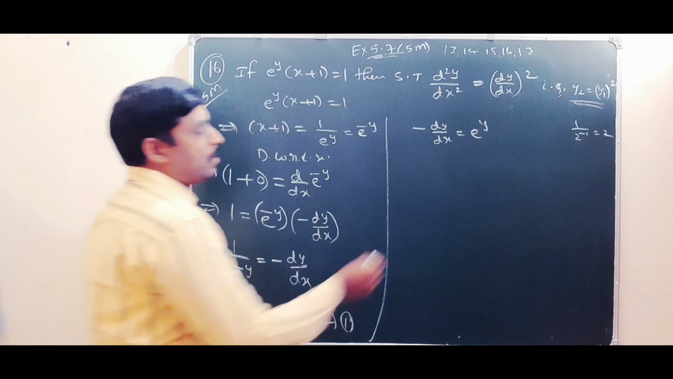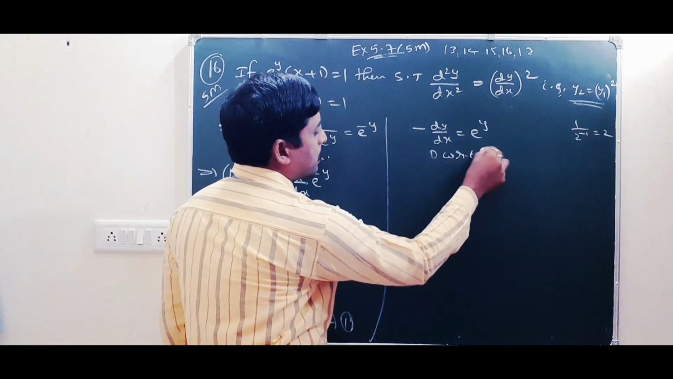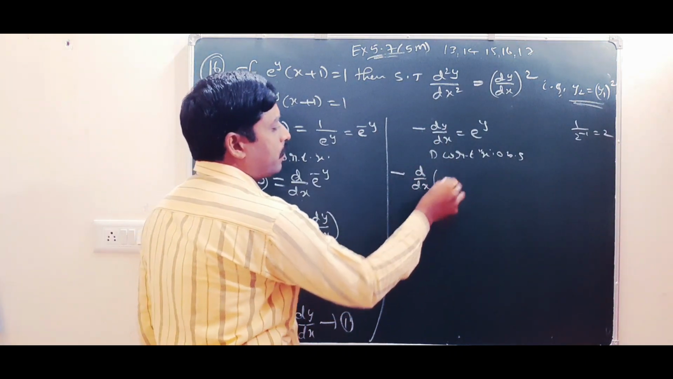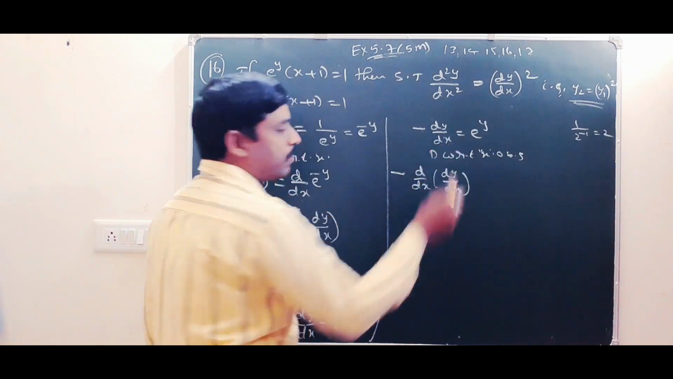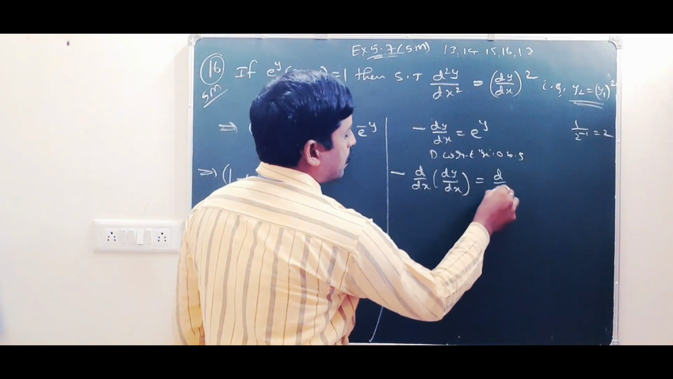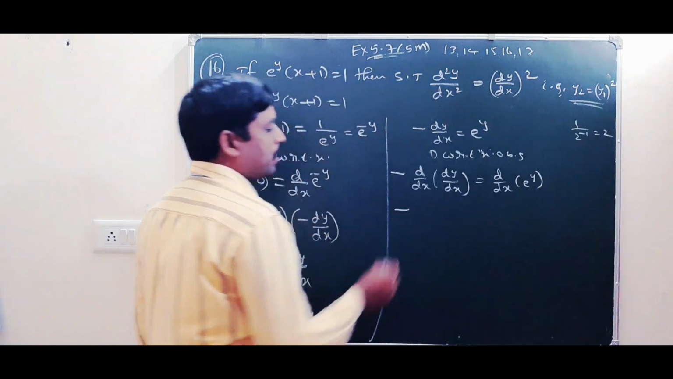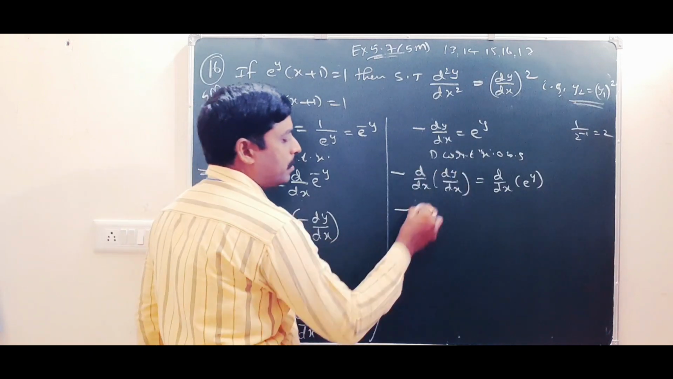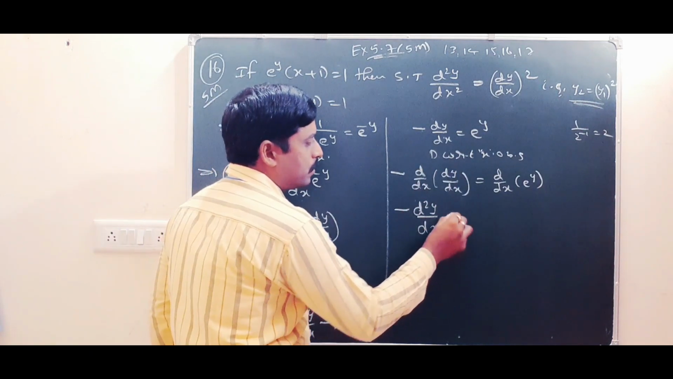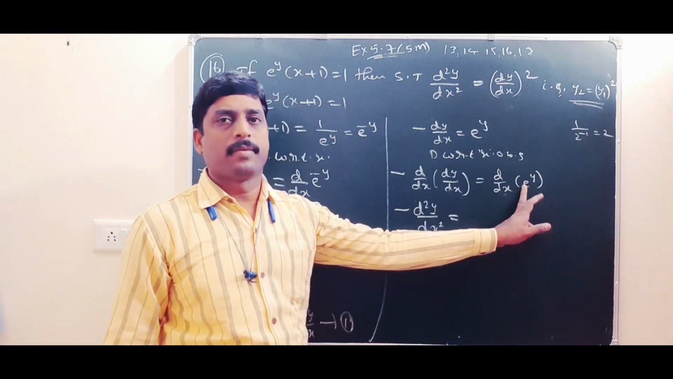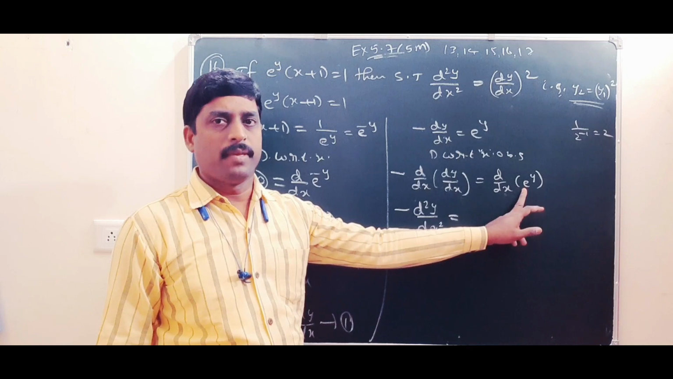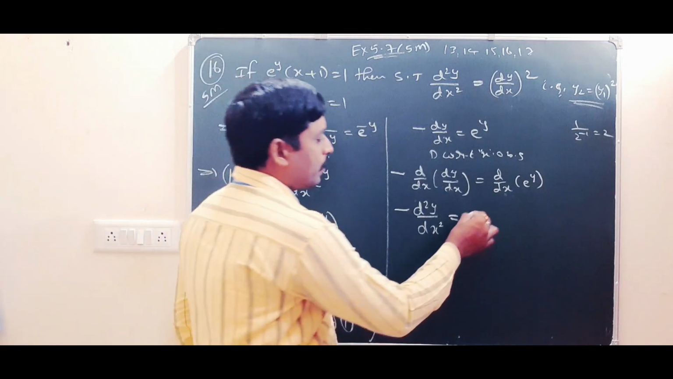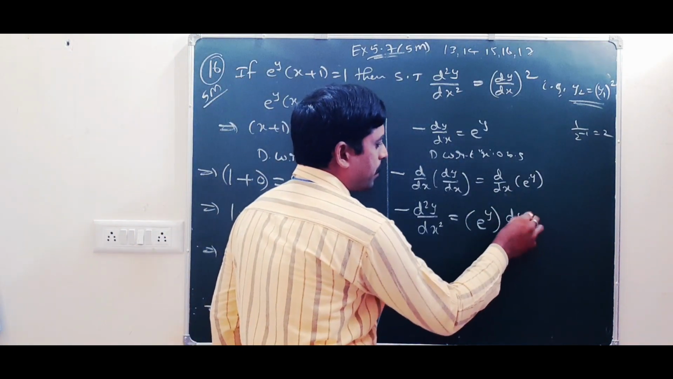Okay, we got it. Again differentiation with respect to x on both sides. So minus d by dx of dy by dx equal to d by dx of e to the power y. So d by dx of y1 is nothing but y2, which is d square y by dx square, equal to differentiation of e to the power y. Differentiation of e to the power y, we get e to the power y, but differentiation of y with respect to x, into dy by dx. E to the power y into dy by dx.